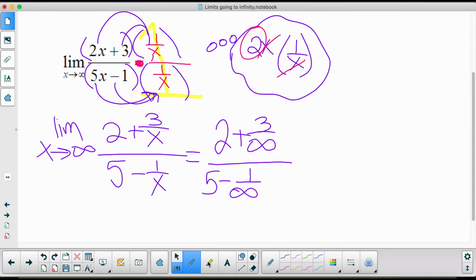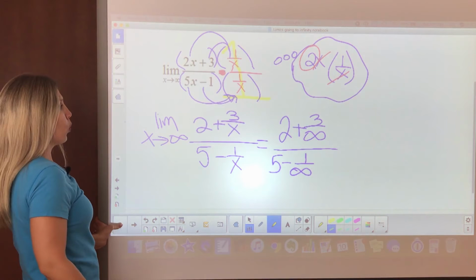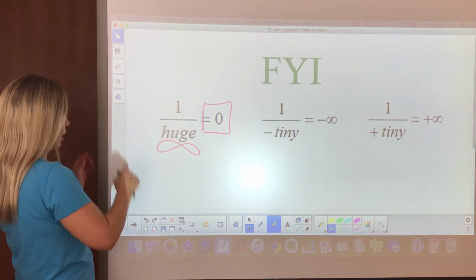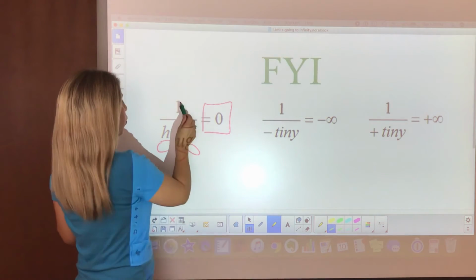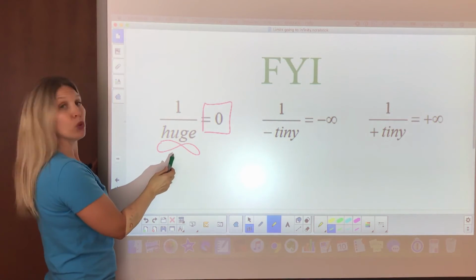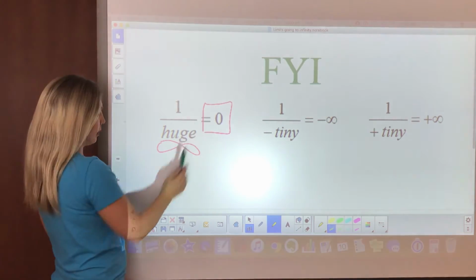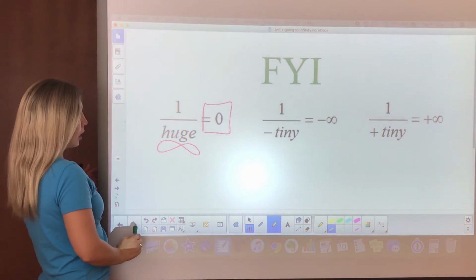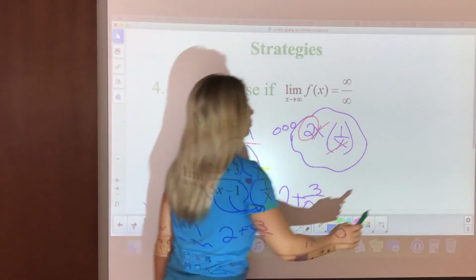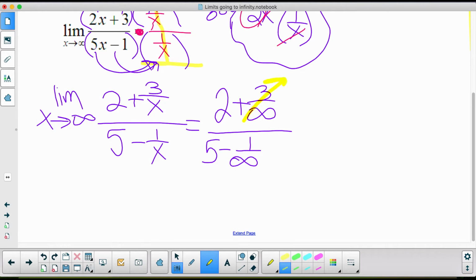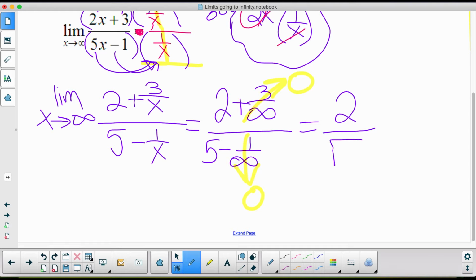Now hopefully you remember those notes that I showed you. What happens, oh yeah, right there, when you have 1 over a huge number? It's going to head to 0. So what we're going to do here, 3 over infinity goes to 0. 1 over infinity goes to 0, which means you are left with 2/5 for your answer.